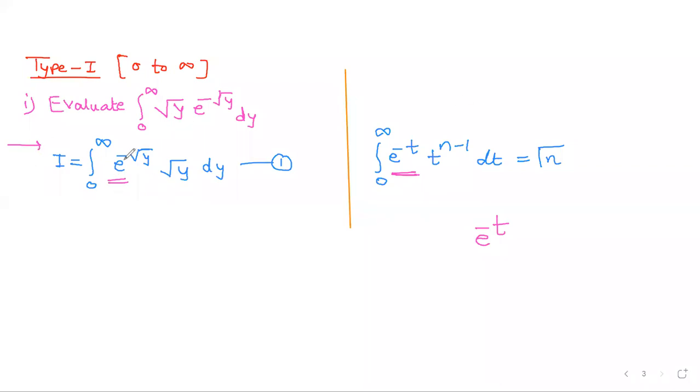तो e raised to minus ऑलरेडी है, तो रूट y के जगह पे क्या चाहिए? हमें ये मिलना चाहिए e raised to minus t. तो रूट y सब्स्टिट्यूशन क्या आ जाएगी, रूट y इज इक्वल टू t. तो t ऐसे सब्स्टिट्यूशन करना है कि e raised to minus t हमें मिलना चाहिए, बस उसके बाद सब अपने आप आ जाता है.